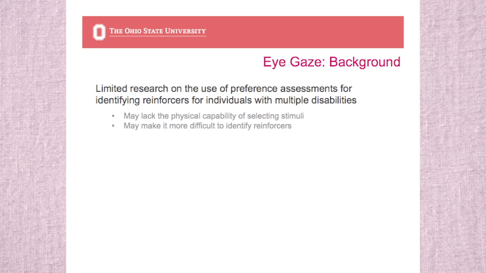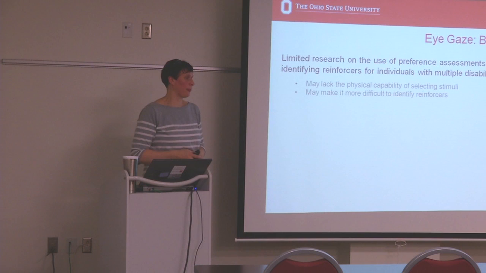Okay, so let's shift gears from the MSWO, which is physical selection from an array of items. It's our most efficient preference assessment that has a really solid data background. And shift to those kids who are not able physically to select from an array. Can't do it, right?